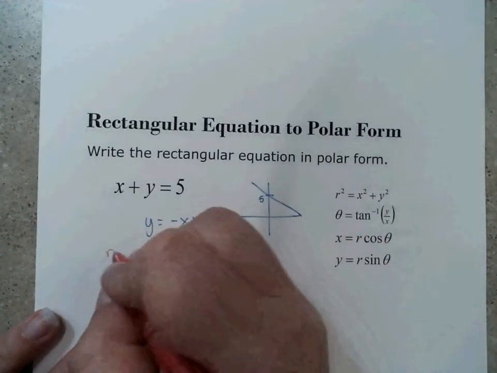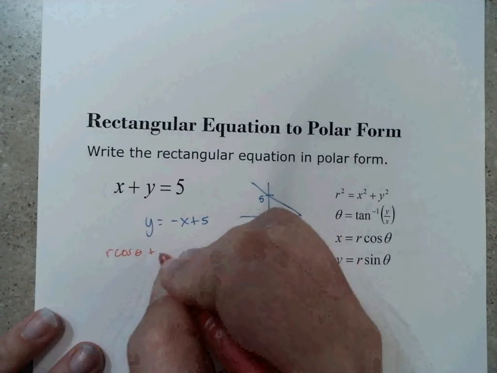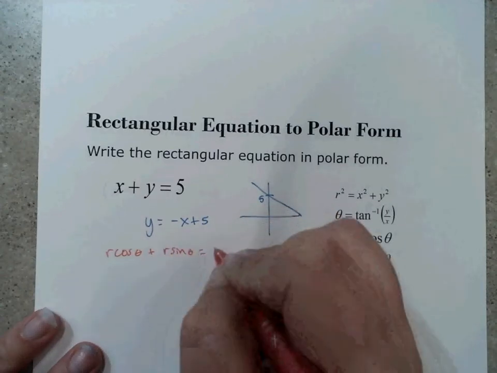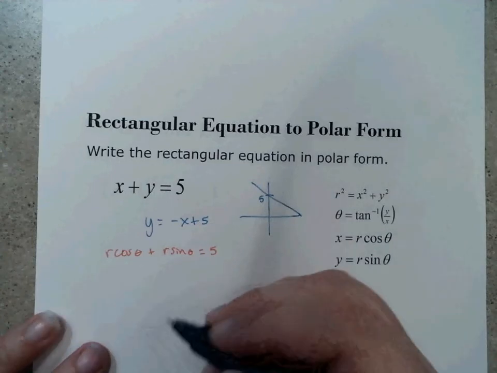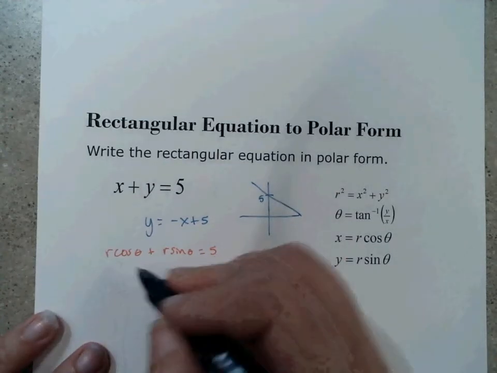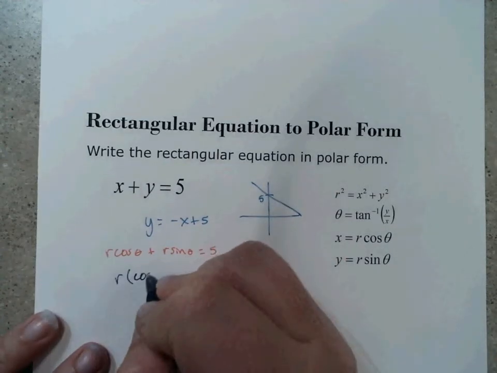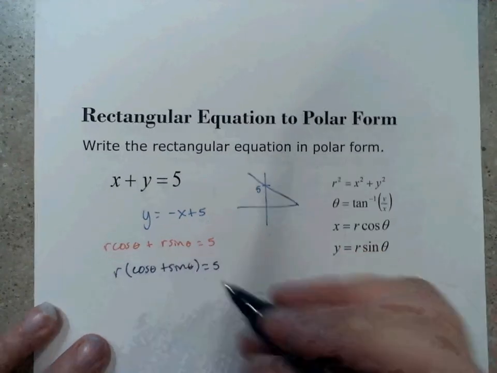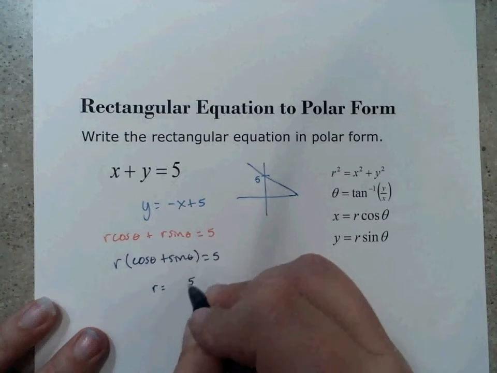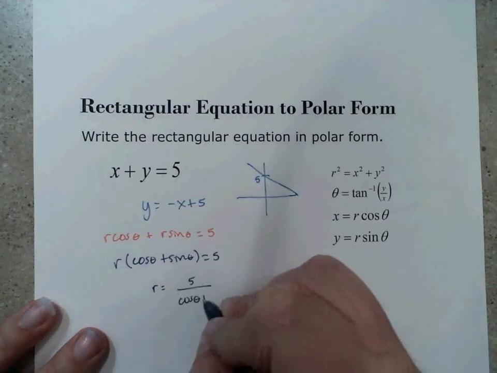So x equals r cosine theta, y equals r sine theta, so r cosine theta plus r sine theta equals 5. So technically I do have it in polar form, but we do want to solve for r if at all possible. So I notice that there's an r in both terms. I'm going to factor it out. r times cosine plus sine equals 5, and then we divide and we're done. So r equals 5 divided by cosine theta plus sine theta.